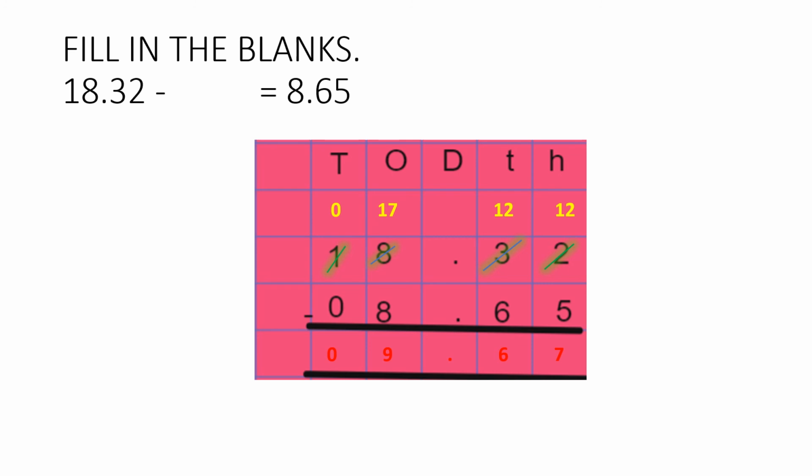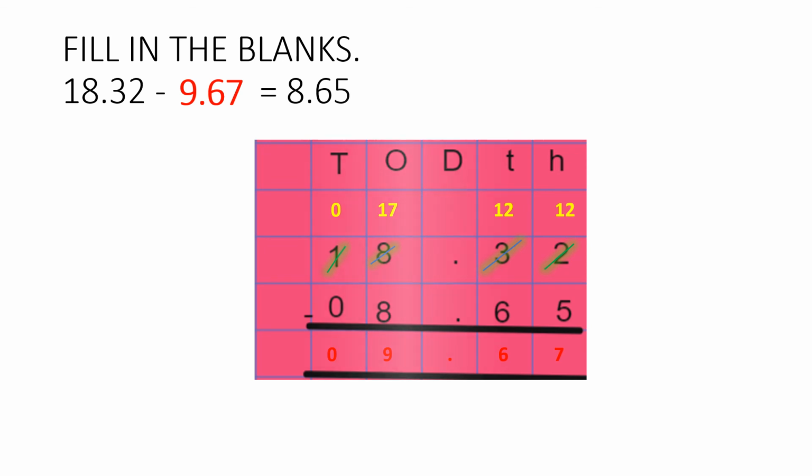So we find out that 9.67. When 9.67 is subtracted from 18.32, we will get the answer 8.65. The difference of the two numbers is 8.65.